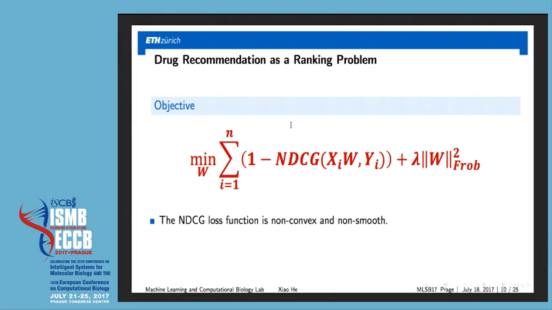However, this loss function is non-convex and non-smooth, which means the optimization is very difficult. When we have non-convex, non-smooth problems, what you usually do is convert it to a convex or smooth problem. So what we do is use a convex upper bound of this NDCG loss, 1 minus NDCG, and minimize this convex upper bound. For the optimization, our initial results are better than the smooth version of NDCG.